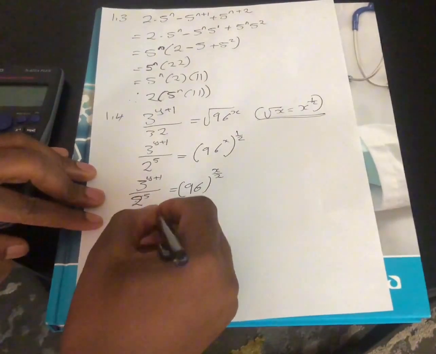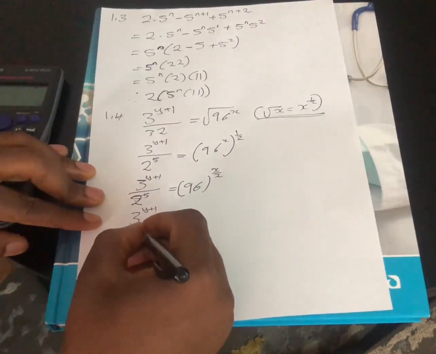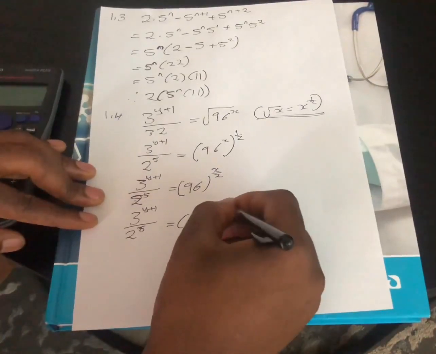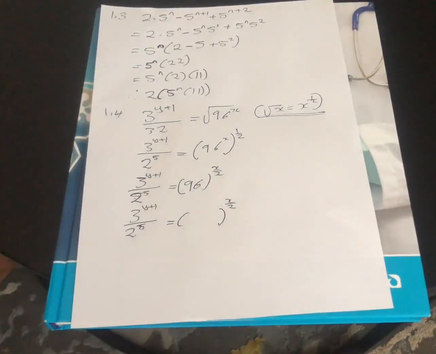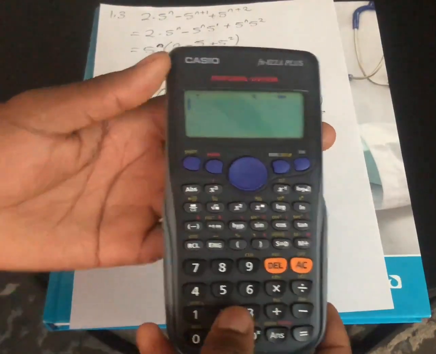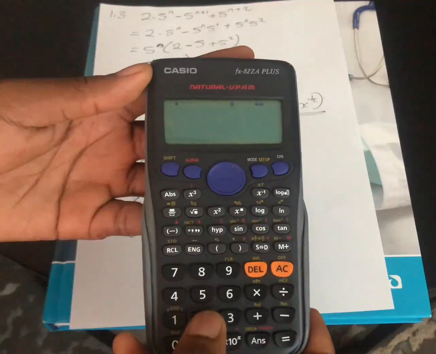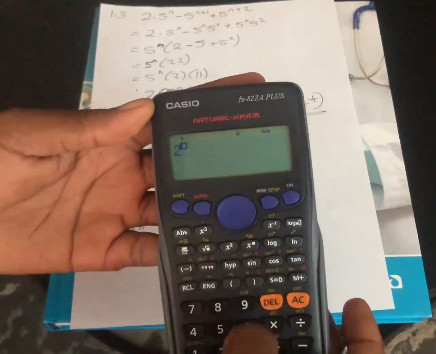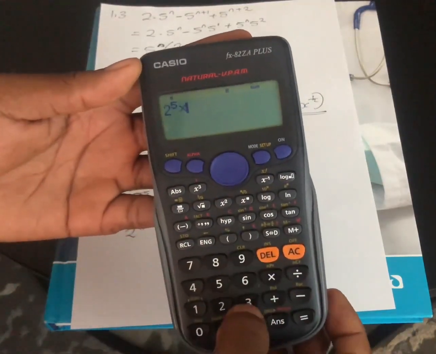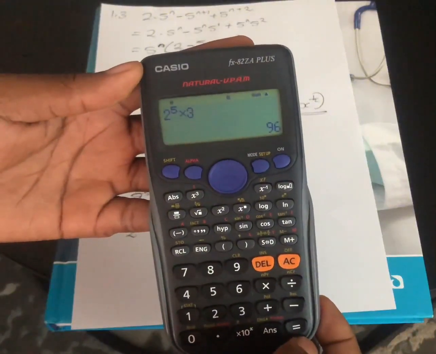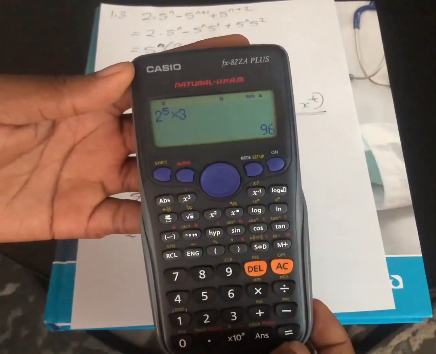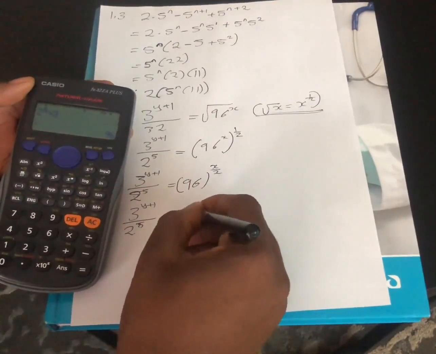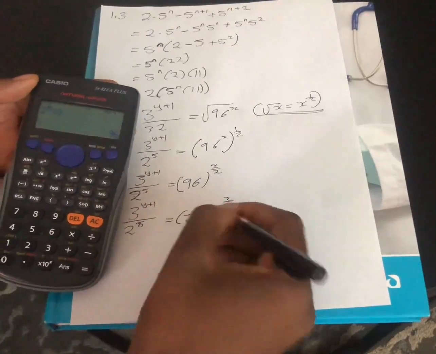3 to the power y plus 1 is equal to 2 to the power 5 is equal to, in brackets, x over 2. So 96, we can change 96 to be maybe 2 to the power 5. Let's take 2 to the power 5. 2 to the power 5 multiplied by 3 is 96. So we are going to change 96 to be 2 to the power 5 multiplied by 3.